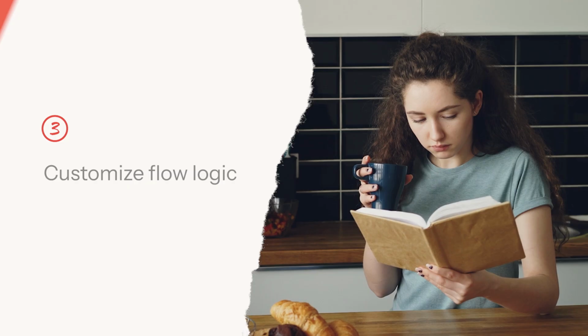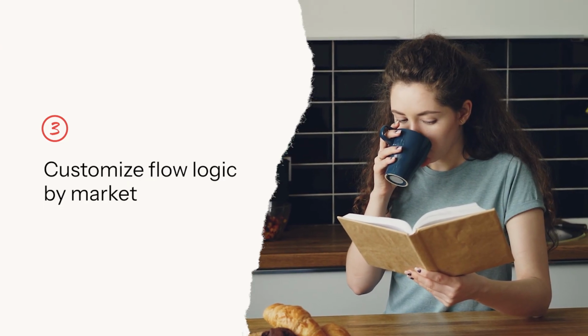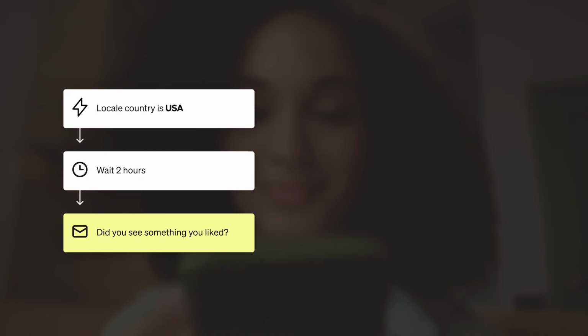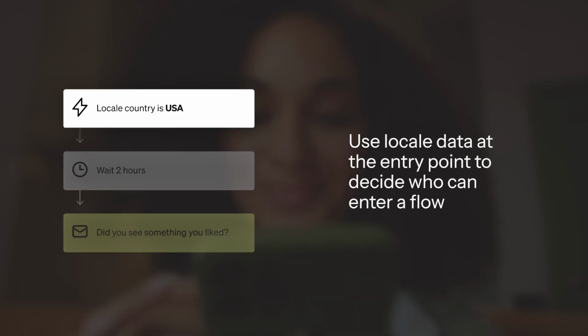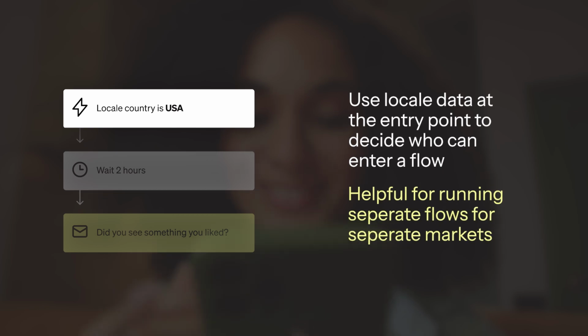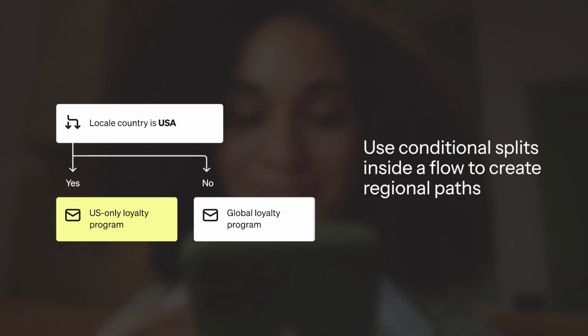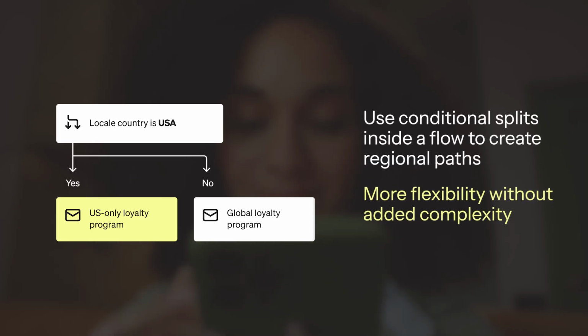Finally, Shopify Markets data can shape how customers move through your automations, or flows, in Klaviyo. You can use locale data at the entry point to decide who can enter a flow, which is helpful when you want to run separate flows for different markets. Or, you can use conditional splits inside a flow to create regional paths. The result is more flexibility without added complexity.